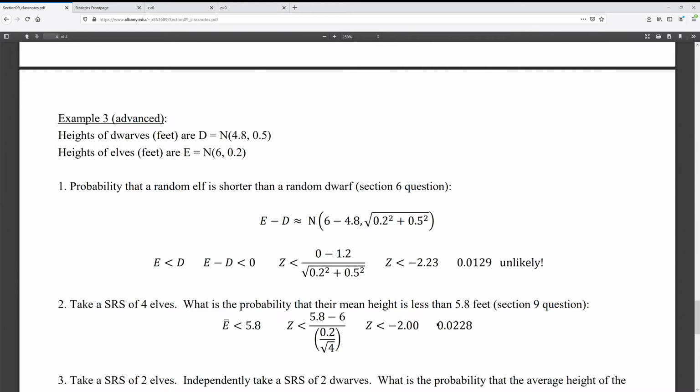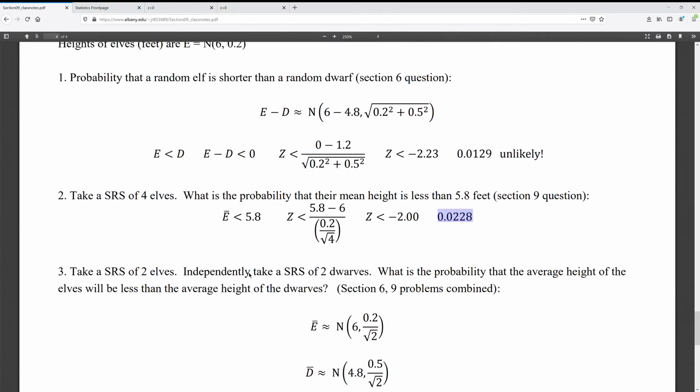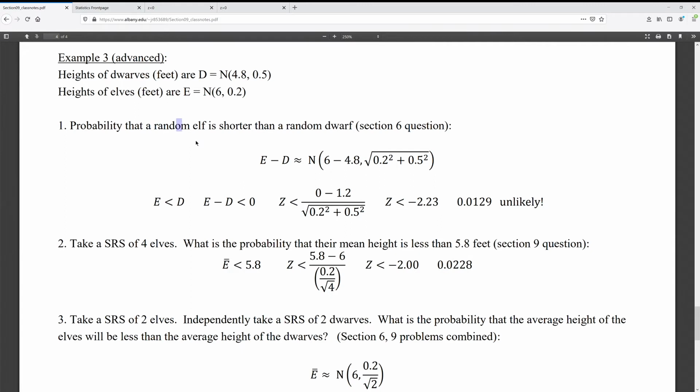So it is unlikely in the extreme that the average of 4 elves' heights will be less than 5.8 feet. Now, what do I really want to get at? What I really want to do is problem 3. There was nothing particularly new about anything we just did. This was a section 6 type problem, comparing 2 variables.